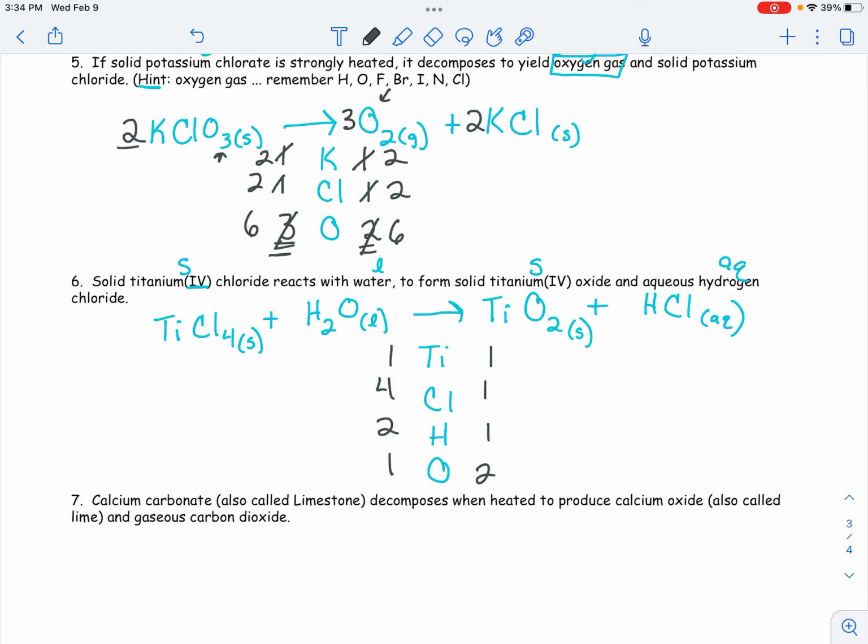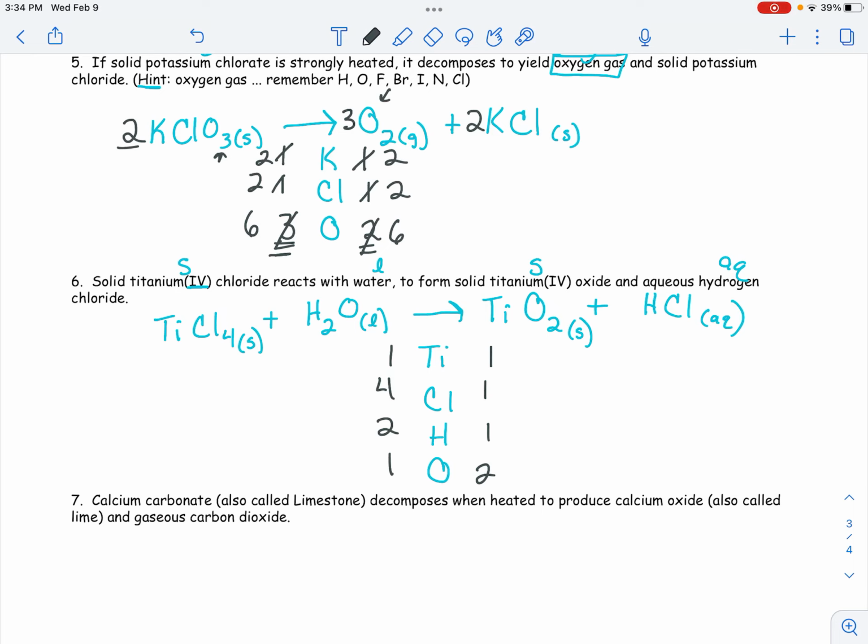Just as a general rule of thumb, I leave hydrogens and oxygens for last. They usually tend to be a little bit more complicated. By balancing out the other things, they usually just kind of fall into place. So since that's what I usually do, I'm going to continue to do that. So that means I'm going to start with chlorine.